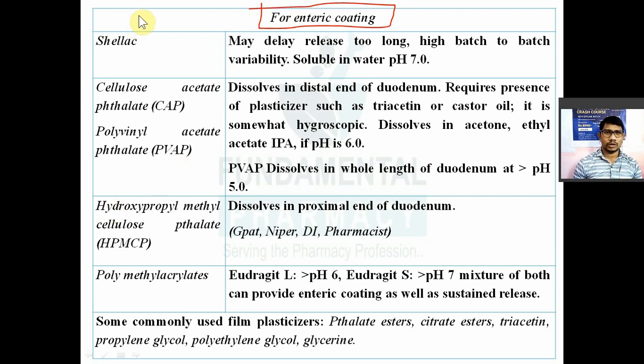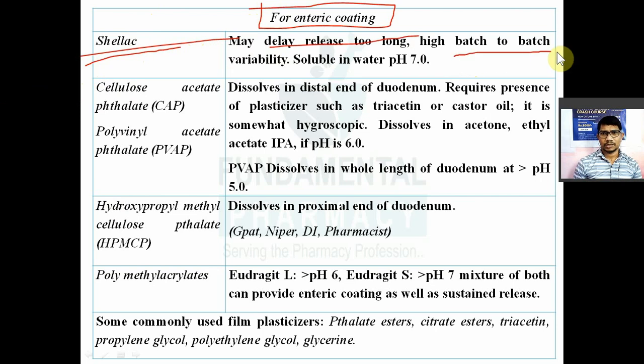Polyvinyl acetate phthalate dissolves in the whole length of the duodenum when pH is more than 5. pH अगर 5 से ज़्यादा है तो ये polyvinyl acetate phthalate dissolve हो जाएगा. नेक्स्ट होता है हाइड्रोक्सीप्रोपाइल मिथाइल सेलुलोज थैलेट, HPMCP. It dissolves in the proximal end of the duodenum.